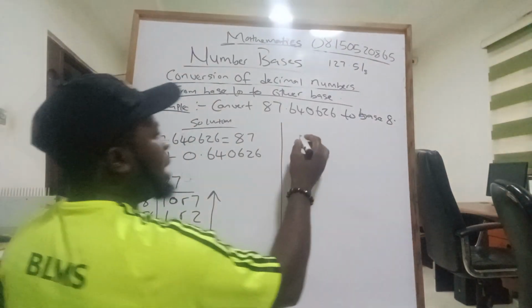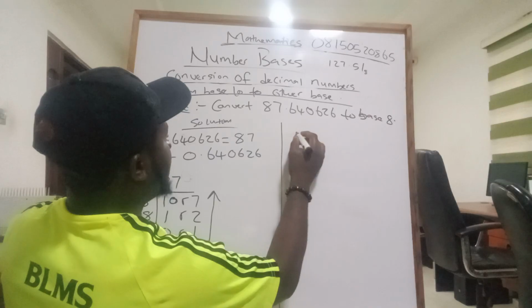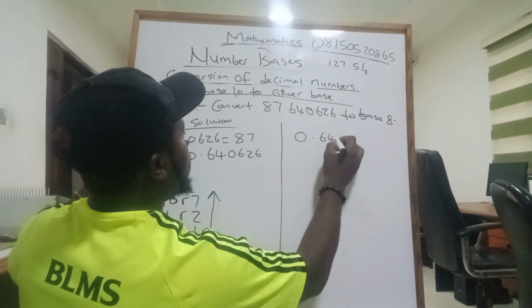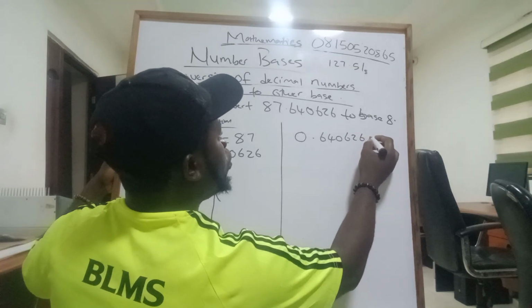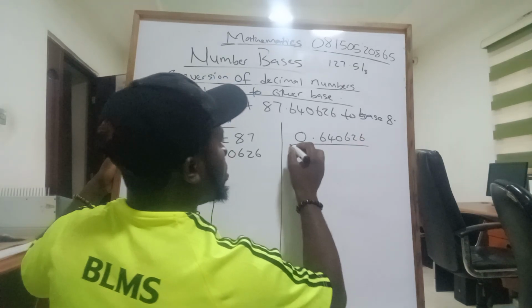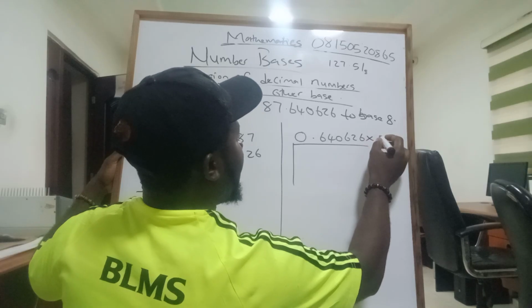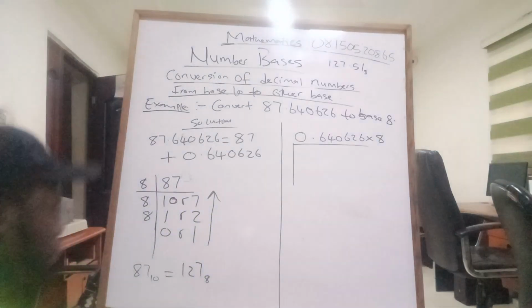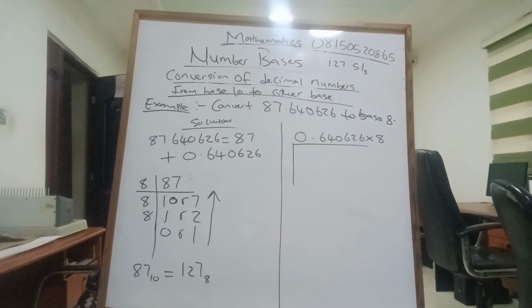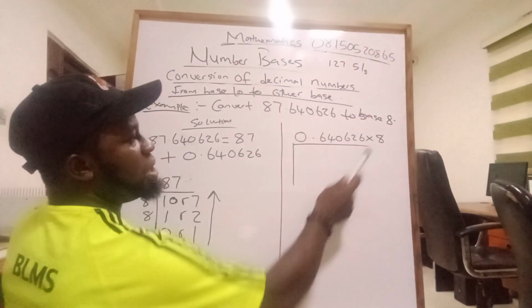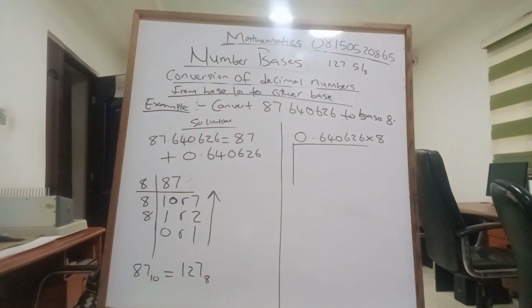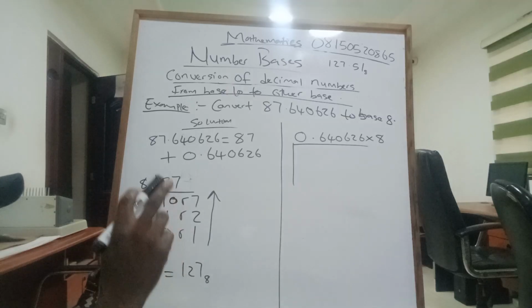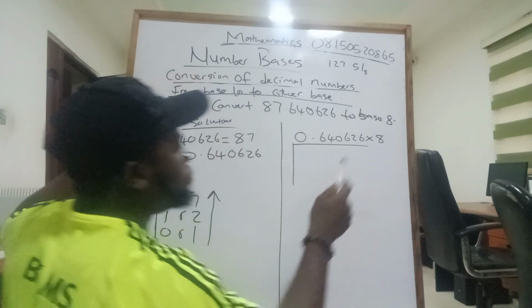Let's now go to the decimal part. The decimal part now, you have 0.640626, to base 8. So this is what you're going to do. You multiply it by 8 because we are going to base 8. If you check when we were dealing with the other decimal the other time, what we were doing was dividing by 8. Like you see, I had 5/8, then 1/64. We are dividing by 8, so now we'll be doing the reciprocal.